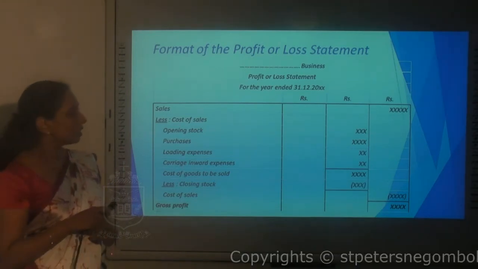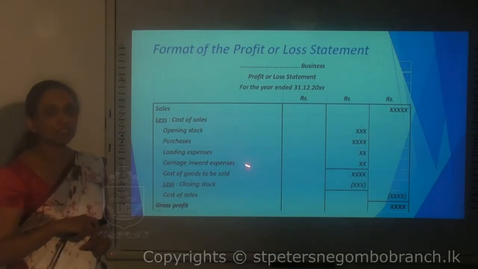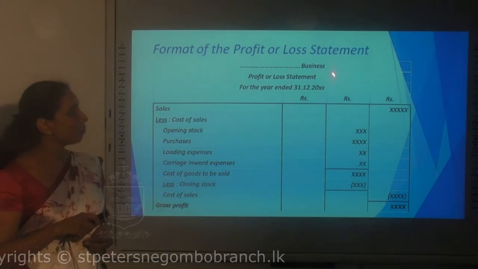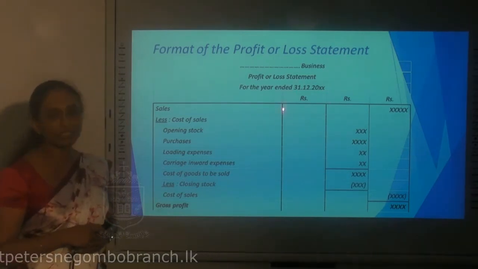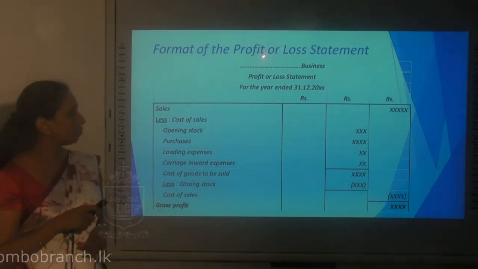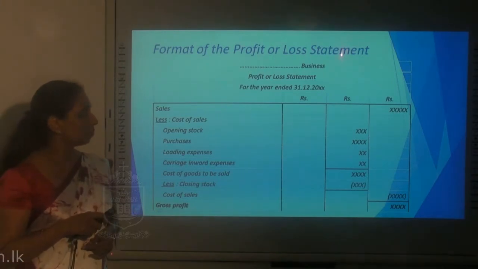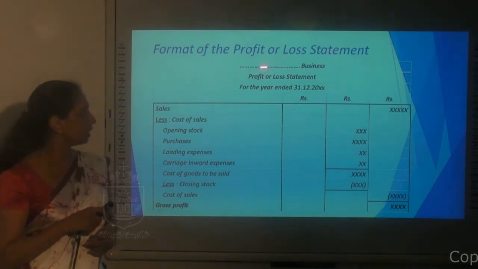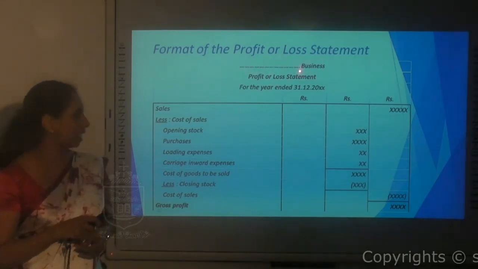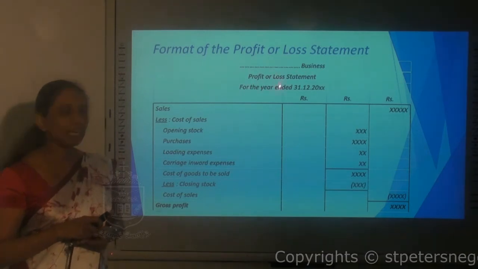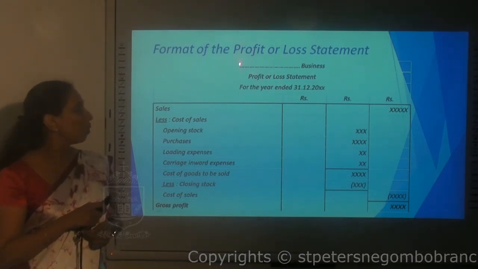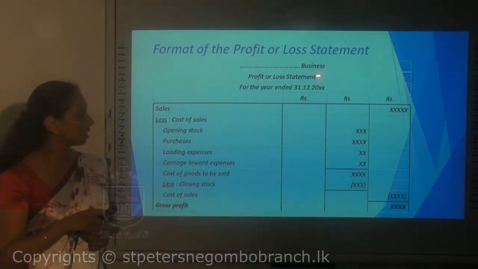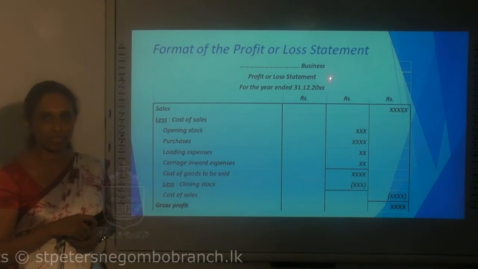So here you are given the format of a profit or loss statement. Let's look at what are the important things to be noticed in this particular statement. At the beginning of this profit or loss statement, we have to mention the name of the business. So in the very first line, the name of the business is there. And in the next line, we have to mention what this particular statement is. So the name of the statement is given here. It's the profit or loss statement.